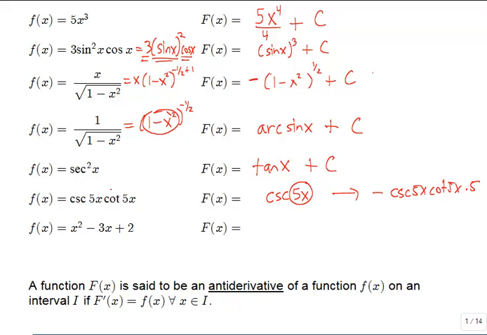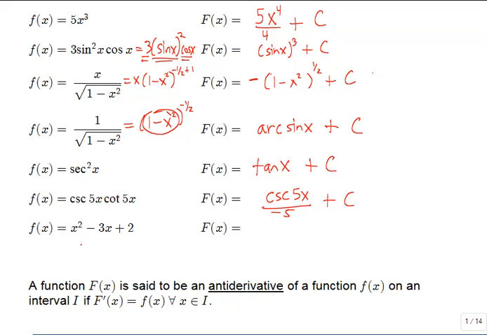Now I don't have a 5 over here and I don't have a negative over here, so what I could do is divide this by negative 5 so that these cancel out, giving me exactly that cosecant 5x cotangent 5x that I'm trying to get. So by dividing through by the negative and the 5, that fixes my problem. So my answer is going to be cosecant of 5x divided by negative 5 plus c.